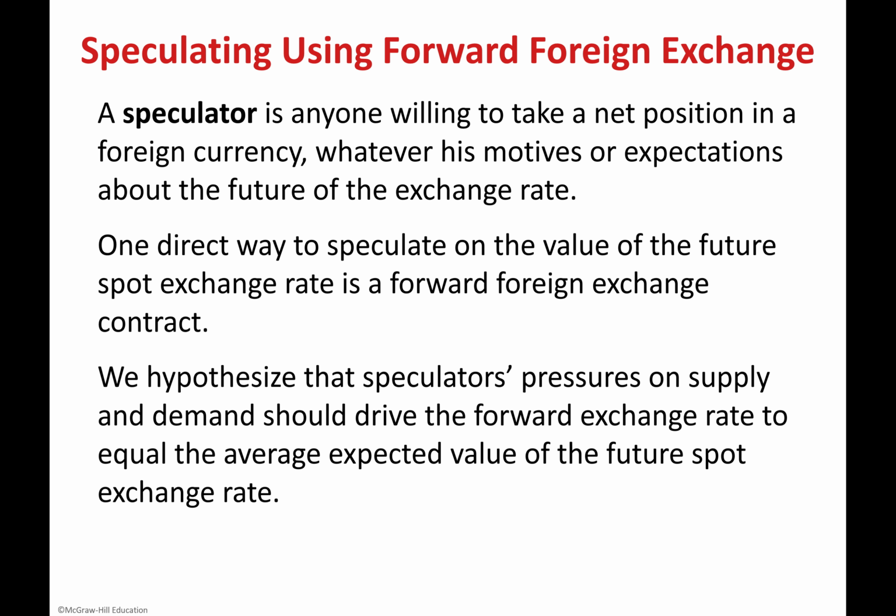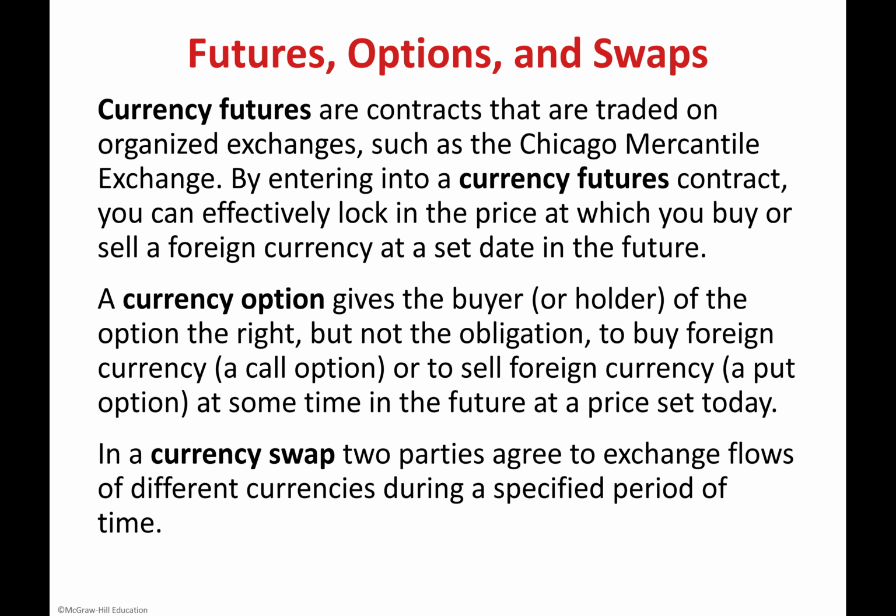Speculators are people who want to take a net position in the foreign currency. We've already said that. One way to speculate on the value of a future spot exchange rate is a forward foreign exchange contract as well. But there are more profitable ways to do that if you want to take a bet on a foreign currency. And these usually involve things like currency futures. They're contracts that are traded on organized exchanges such as the Chicago Mercantile Exchange, the CME, and the currency future basically locks in a price at which you buy or sell a foreign currency at a set date in the future. It's a bet, though, on the currency going in a certain direction.